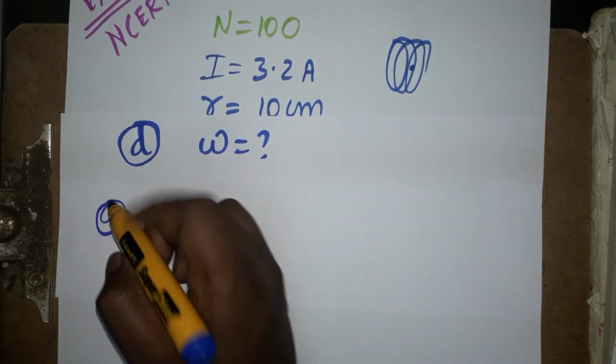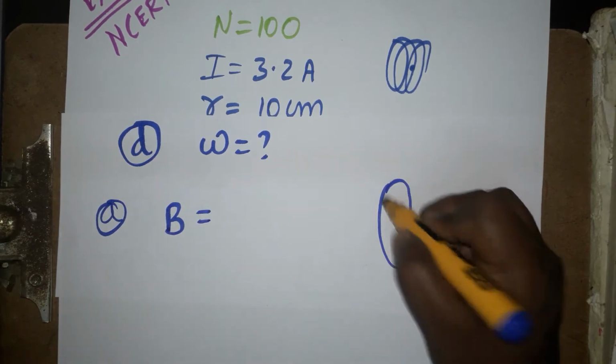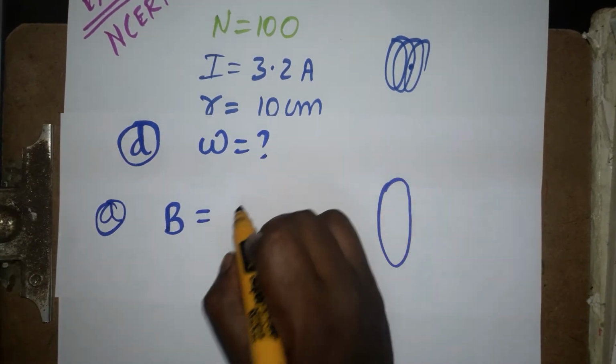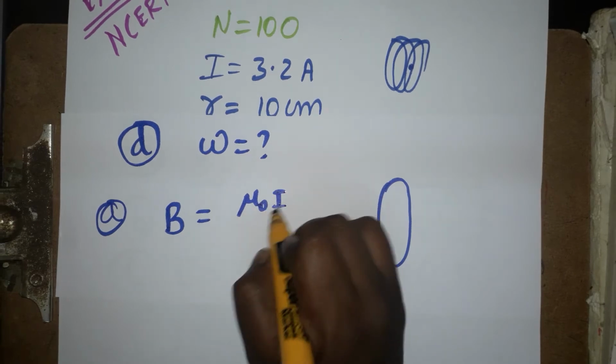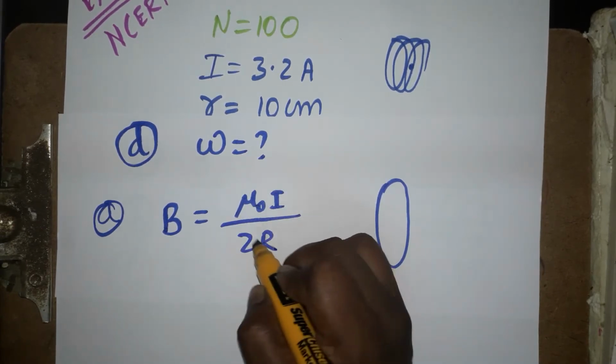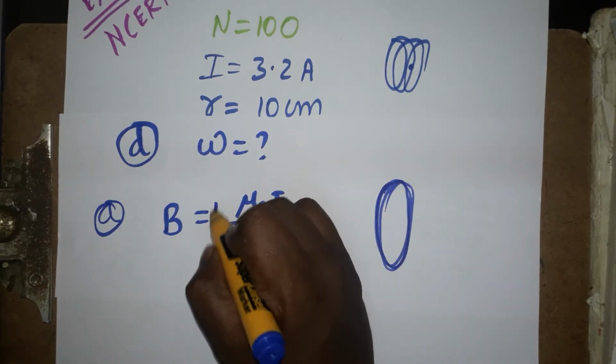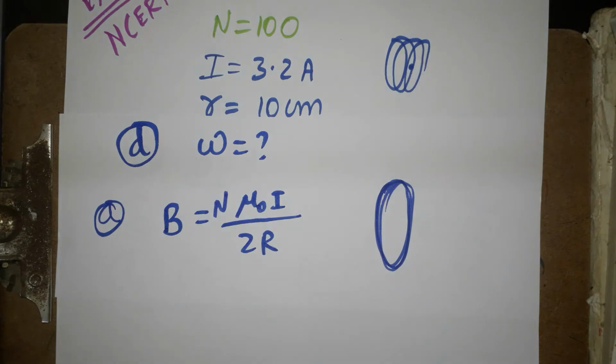What is the question asked in A? Magnetic field due to the circular coil, current carrying conductor. We learned this derivation also. It's mu naught times I divided by 2R. In case there are n number of turns, you should include n. Otherwise you can use mu naught I divided by 2R.